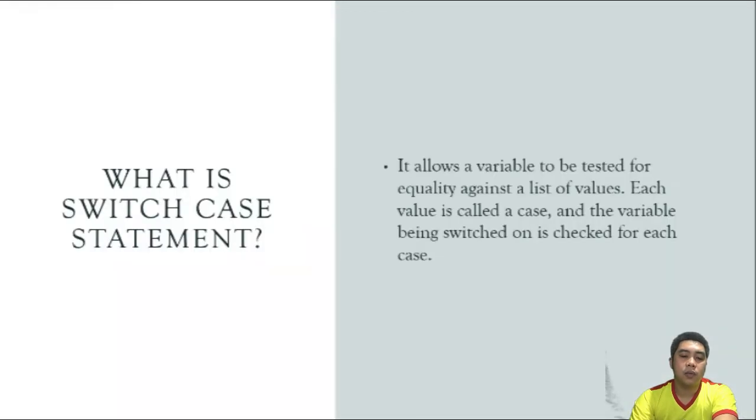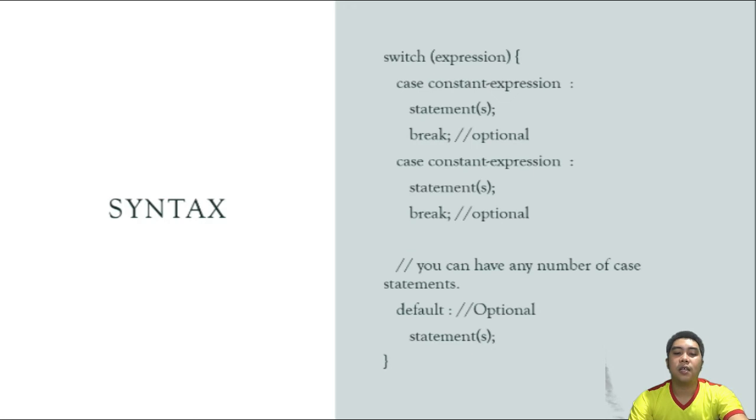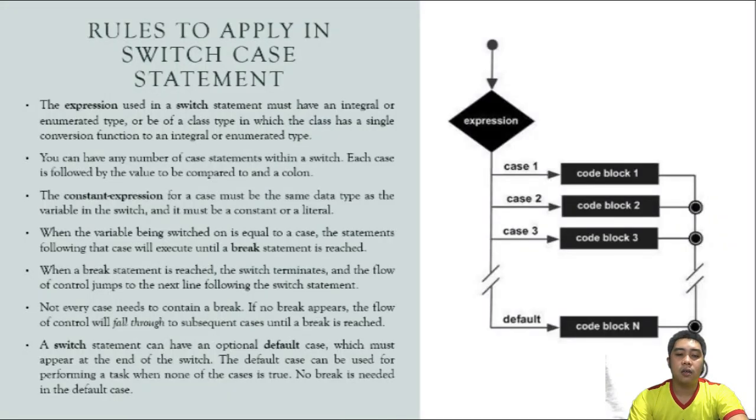Next, what is switch case statement? It allows a variable to be tested for equality against a list of values. Each value is called a case, and the variable being switched on is checked for each case. The syntax of switch case statement is right here. Then the rules to apply in switch case statement: the expression used in a switch statement must have an integral or enumerated type, or be of a class type in which the class has a single conversion function to an integral or enumerated type.